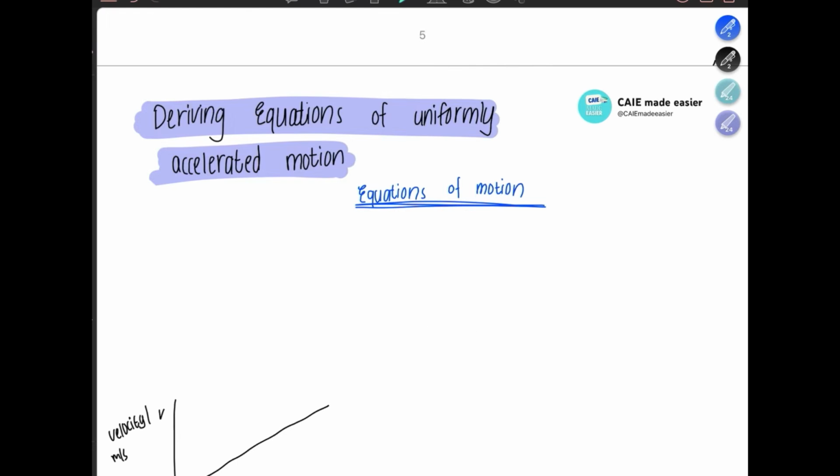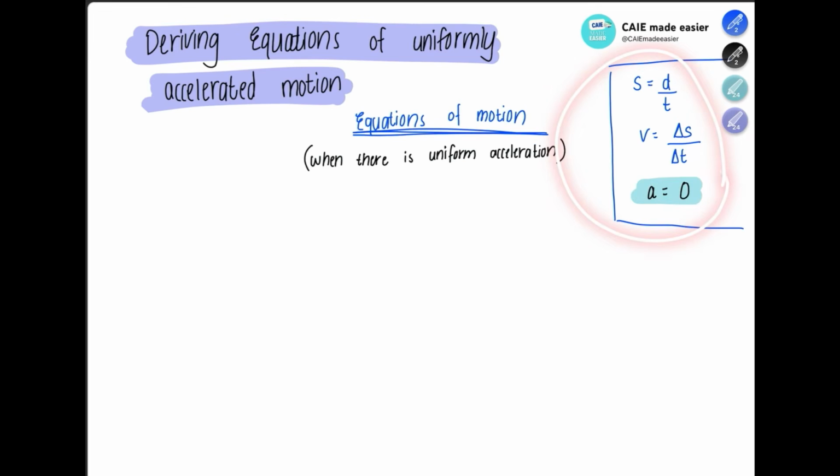Alright, for the next step, you need to study something called the equations of motion. Before moving on to these 4 equations of motion that you need to memorize, I want you to recall some equations that you have studied before. You know that speed equals distance divided by time, or velocity equals displacement over time. So these equations are used to find speed or velocity when the acceleration is 0.